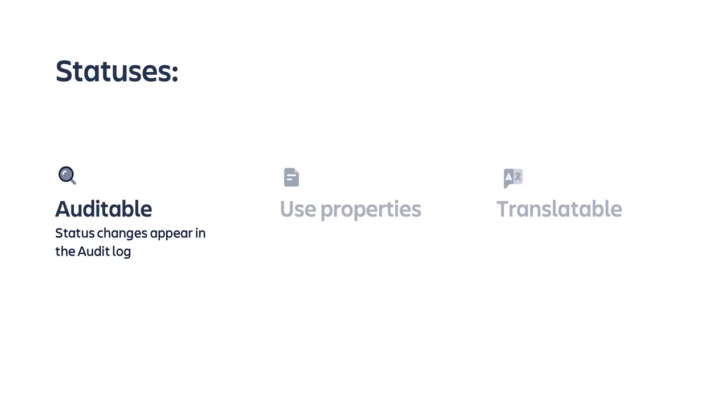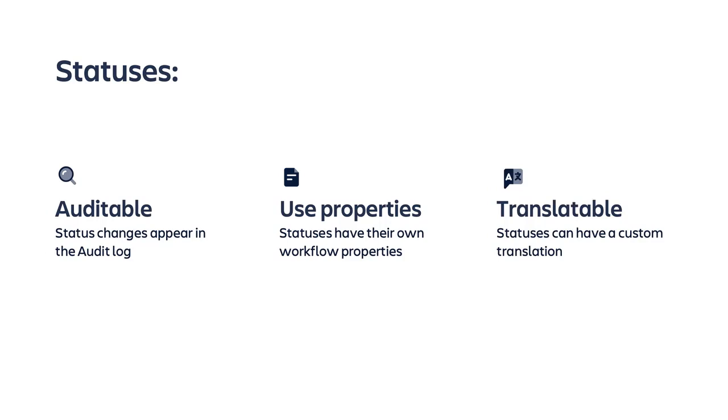While changes in resolutions or priorities do not appear in Jira's audit log, this is not the case for statuses. When a status is created or changed, an entry appears in the log, explaining who performed the change and when. Statuses also have their own workflow properties. You can, for example, make an issue uneditable or editable only for some roles while in a certain status. Finally, just like priorities, issue types, and resolutions, statuses can have a custom translation.